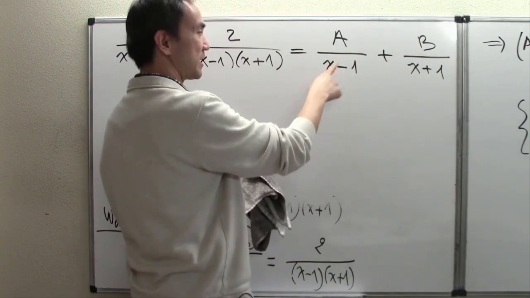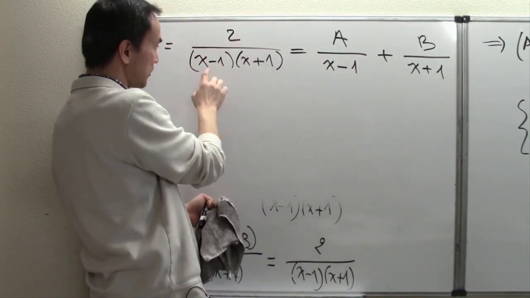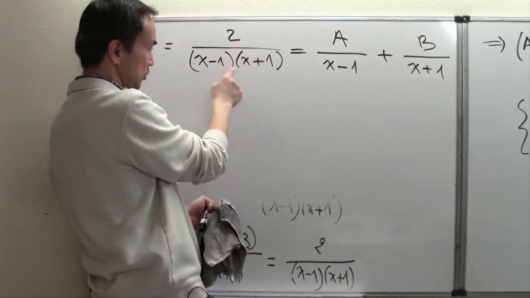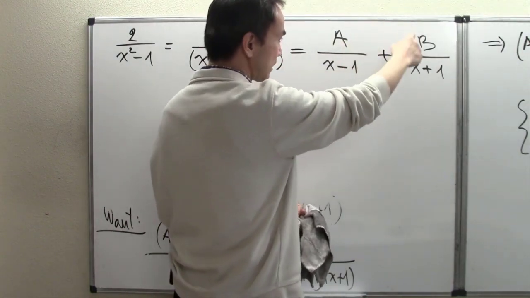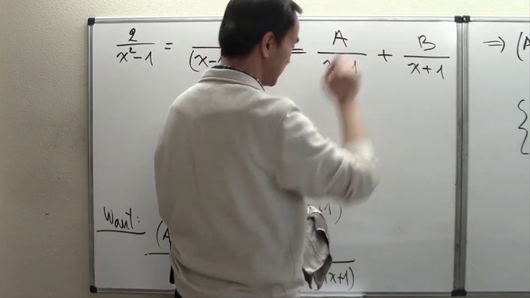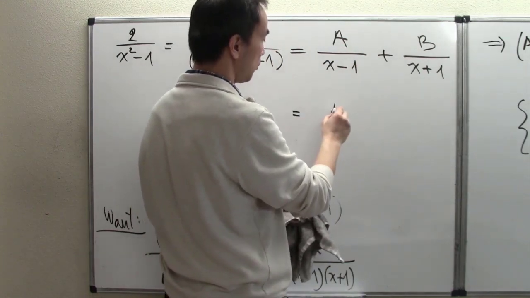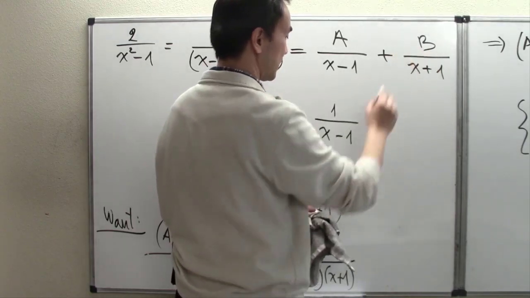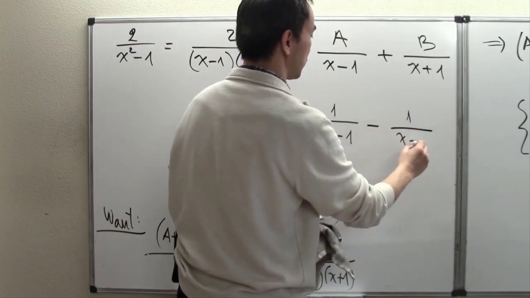So right from the beginning, to find the partial fractions for this fraction, 2 over x minus 1 times x plus 1, the two partial fractions theoretically needed to be a over that plus b over that. But now we found out a is 1, so it's 1 over x minus 1, and b is negative 1, and that's why the term was minus 1 over x plus 1.